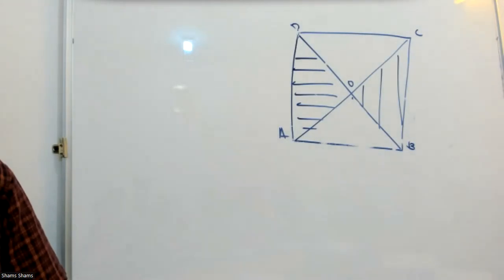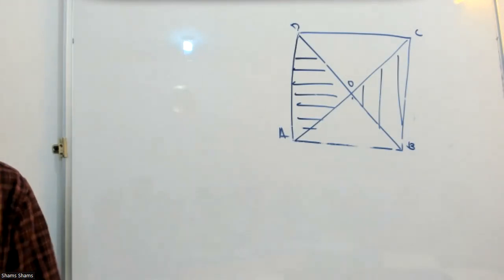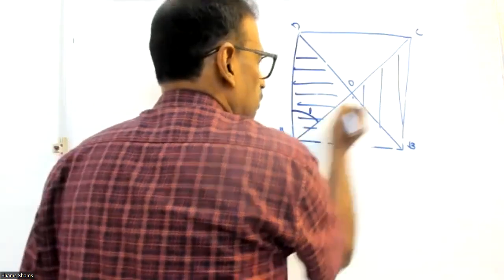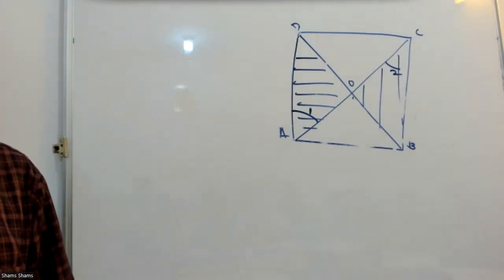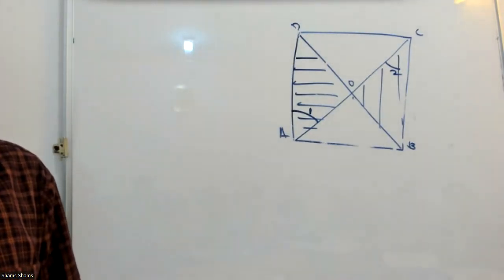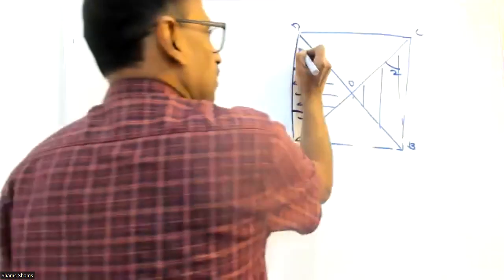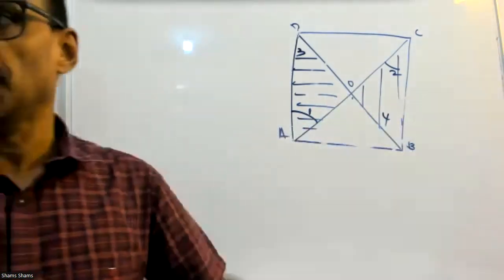Angle OAD is equal to angle OCB, alternate angles. Okay, very good. Angle 1 equal to angle 2, alternate angles. Okay, one more. AAS. Or we can write 3 equal to 4, same reason. Or we can write vertical opposite angles.